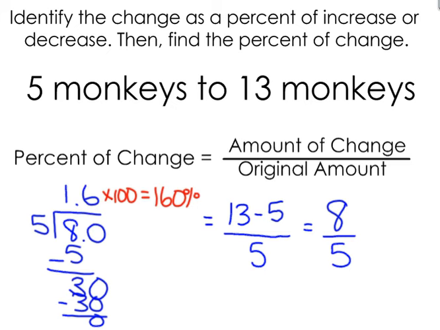160%. So it is okay to have a percent that is over 100. Basically, that just means 100% represents doubling. So if it had gone to 10 monkeys, that would have been exactly 100% increase. If it's 160%, it just means it's going up by more than double. So my final answer, I have a 160% increase.